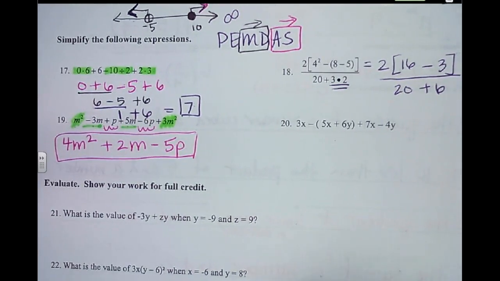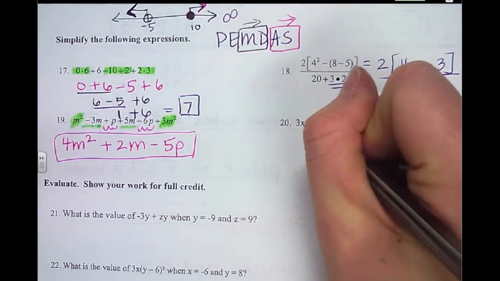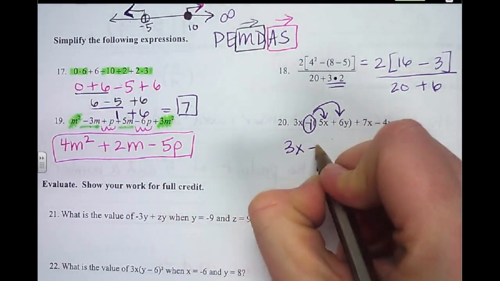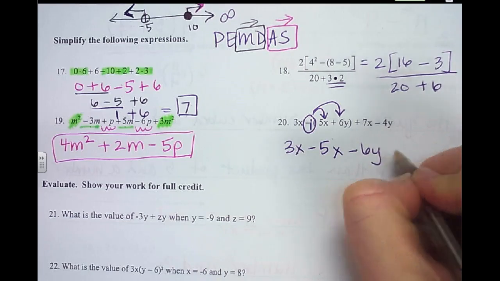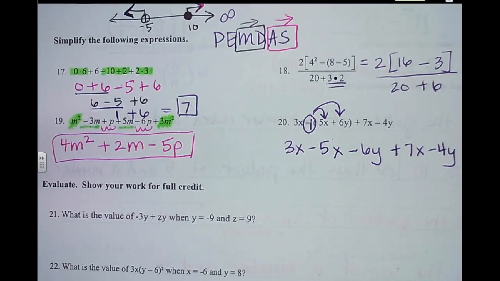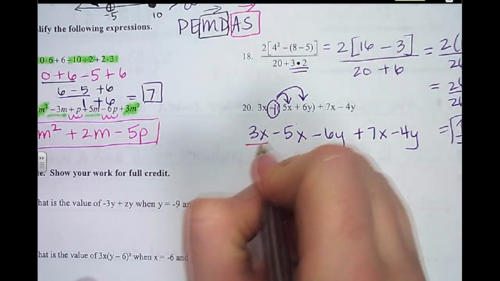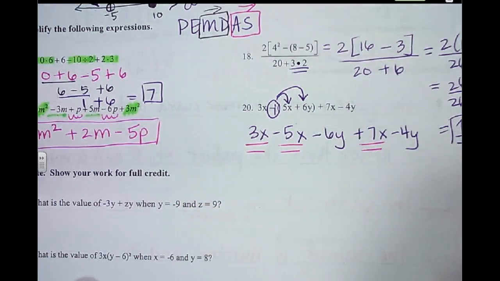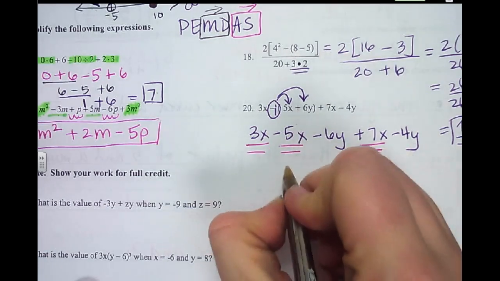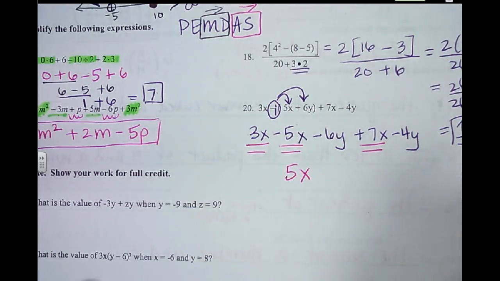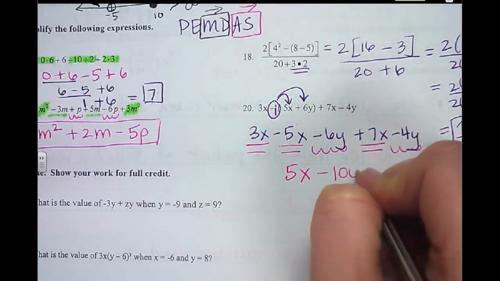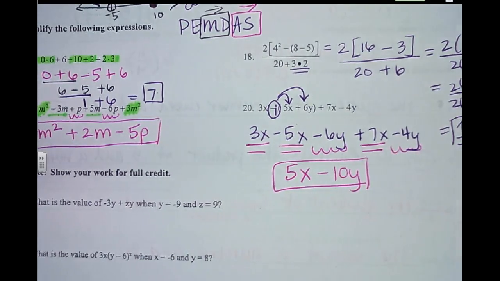Okay, number 20. First thing I need to do is, this is a -1. I must distribute the -1 before I do anything else. So 3x minus 5x minus 6y plus 7x minus 4y. Now I'm going to combine like terms. So I've got a 3x, a negative 5x, and a 7x. 3 minus 5 is negative 2, plus 7 is positive 5, so 5x. And then I've got a negative 6y and a negative 4y, which is negative 10y. And that's my final answer.